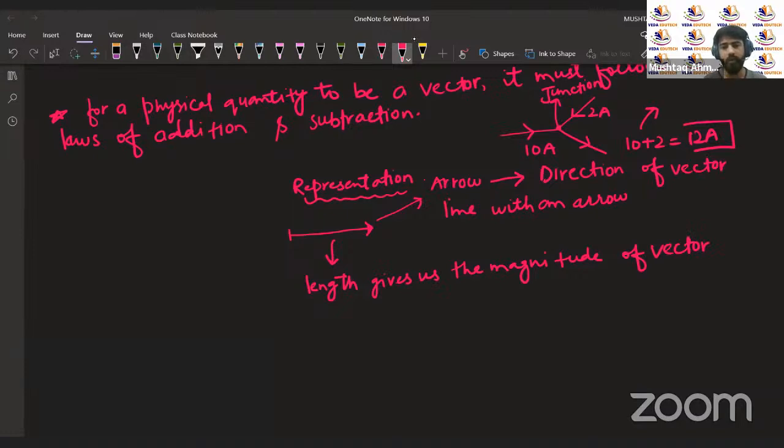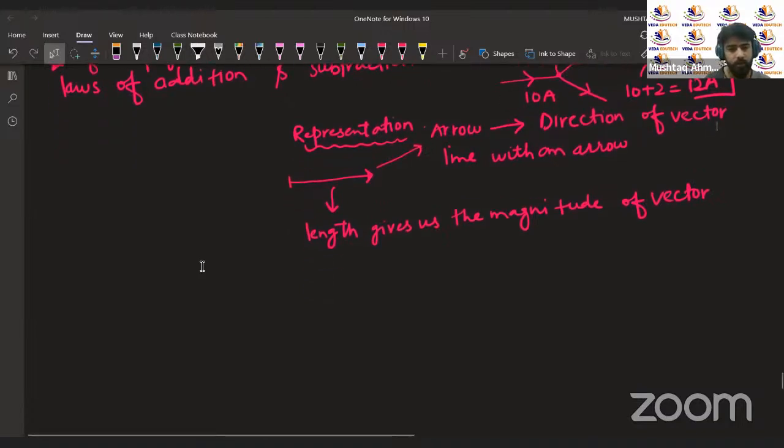Direction of the vector. So greater the length of this segment, greater the length of this representation of this arrowhead line, greater is the magnitude of a vector. A vector of smaller magnitude will have smaller length. A vector of larger magnitude will have larger length. Like this.